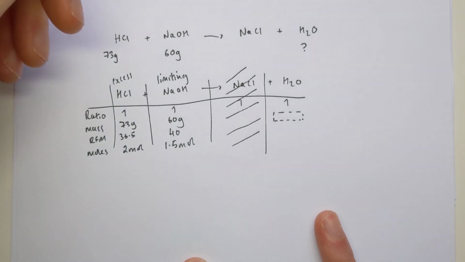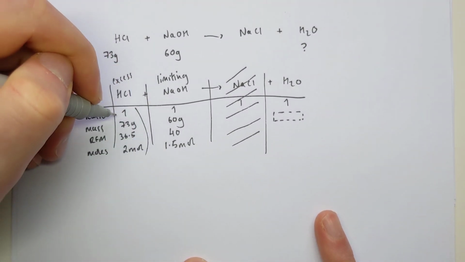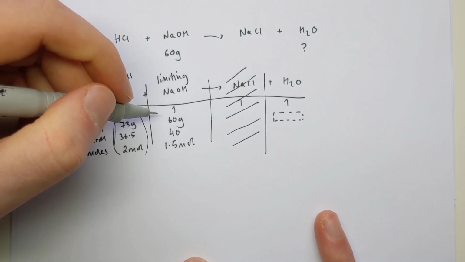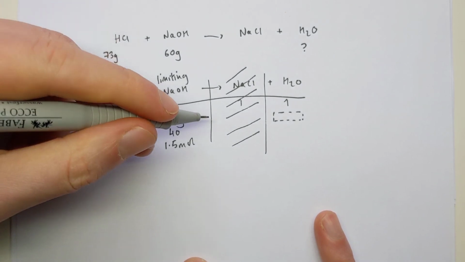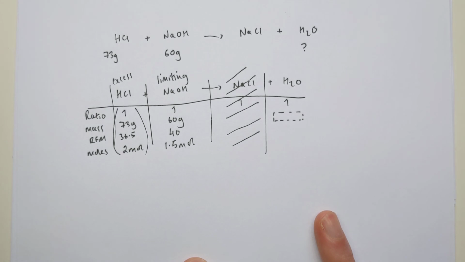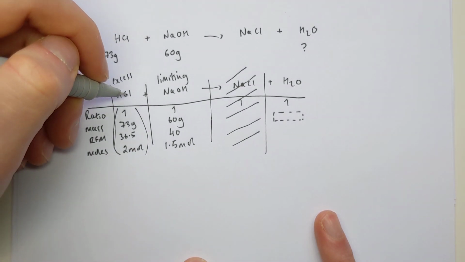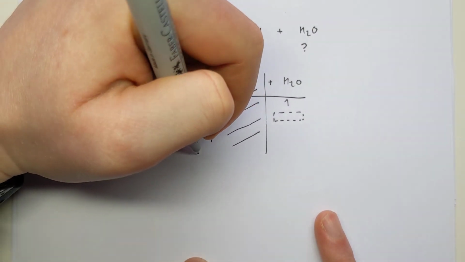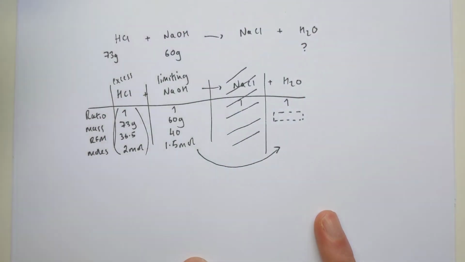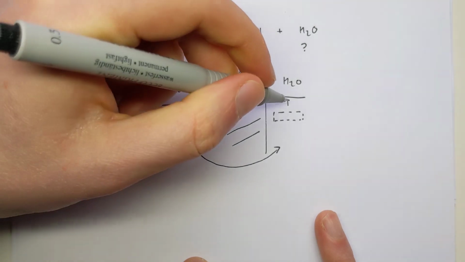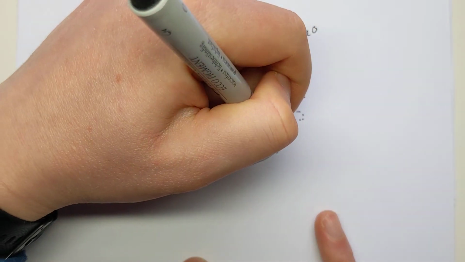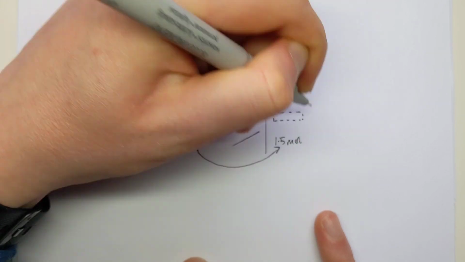The rule is now, I kind of ignore my excess reactant because it's always going to be left over. Doesn't matter how much there is. But my limiting reactant is going to be used up, and it's going to control how much product I make, how much H2O I'm going to make at the end here. So ignoring that HCl column now, I use my ratio to work out from the moles of NaOH how many moles of H2O I'm going to make. It's a 1-to-1 ratio, so nothing really to do here. 1.5 moles of NaOH will make 1.5 moles of H2O.